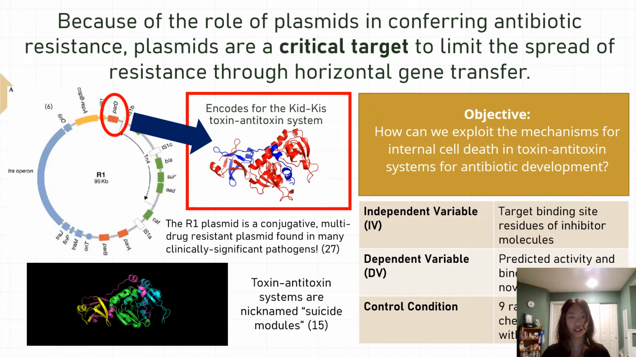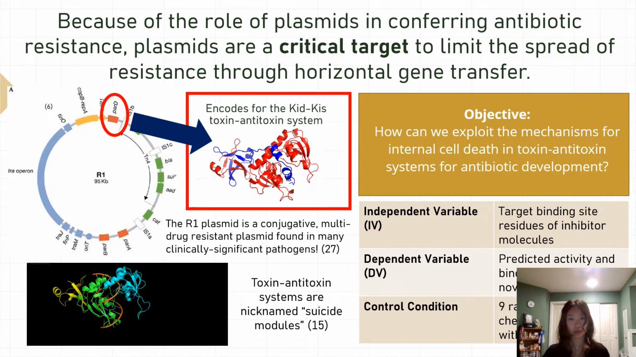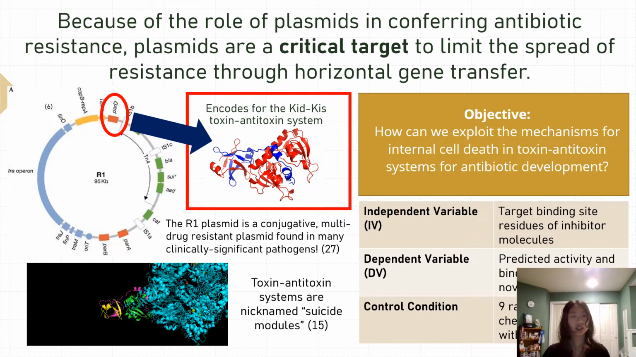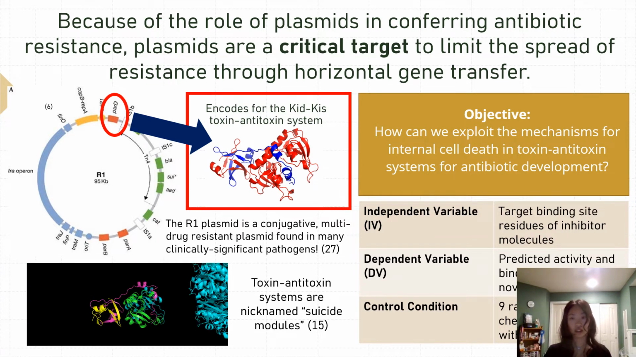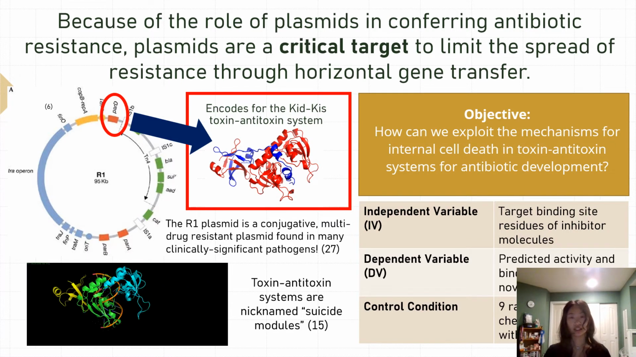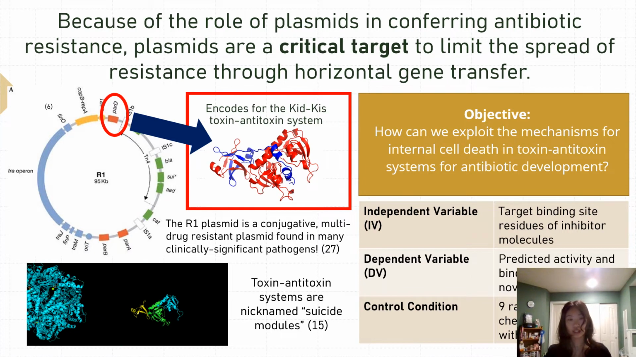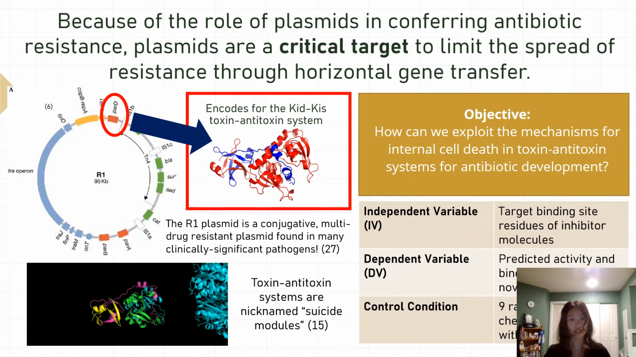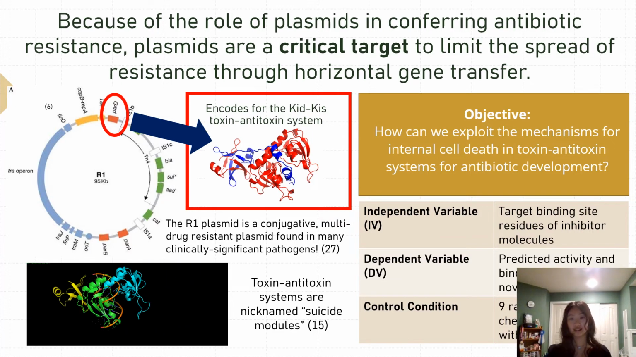Because the lethal activity of the toxin-antitoxin system is mediated through protein-protein interactions, my research had the goal of using computational drug design to develop a small molecule inhibitor disrupting the interaction to artificially activate the system in bacteria containing resistance plasmids, as a potential strategy for selectively targeting bacteria carrying resistance plasmids without harming other commensal bacteria.